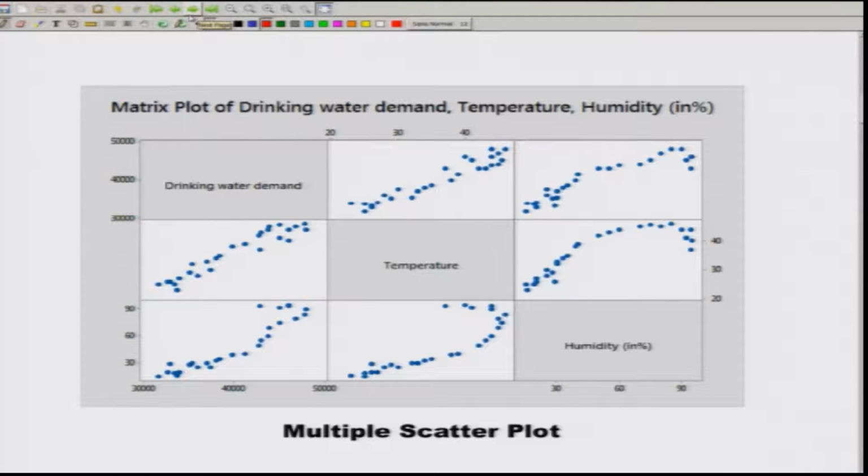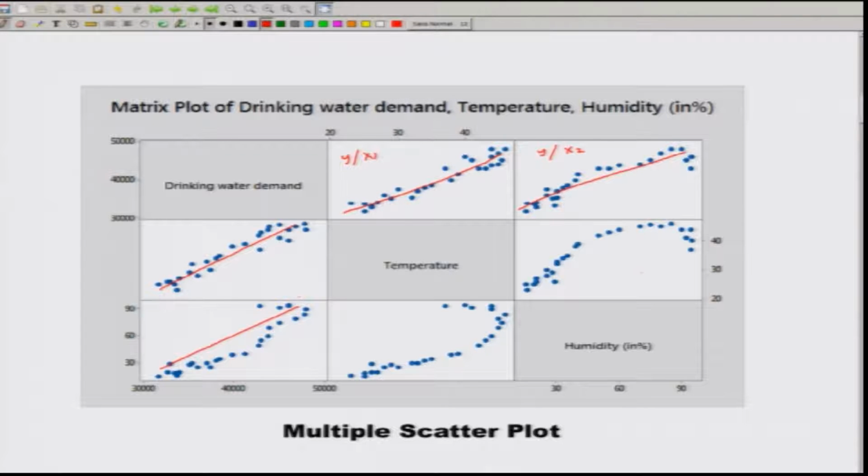So you see, this is the matrix plot of the three variables y, x1 and x2. One can see here this is a plot between y and x1, and it is showing a linear trend, so there is no issue. Similarly, this is a plot between y and x2, and this is also showing a linear trend. Similarly, this is also a plot between x1 and y, showing a linear trend, and this is also a plot between x2 and y, showing a linear trend.